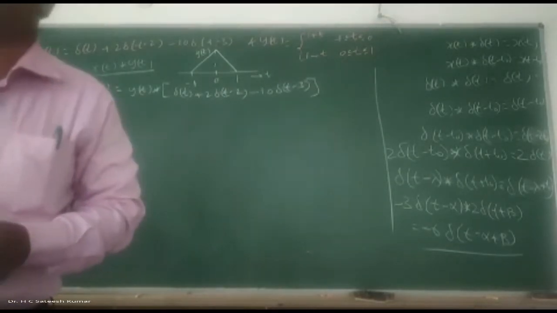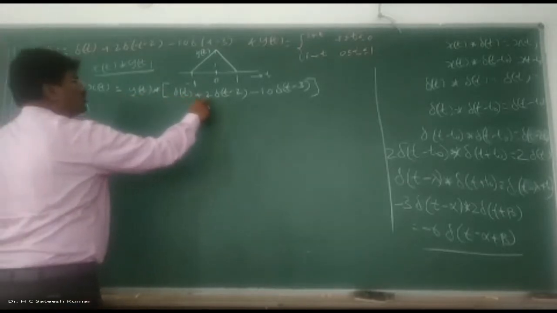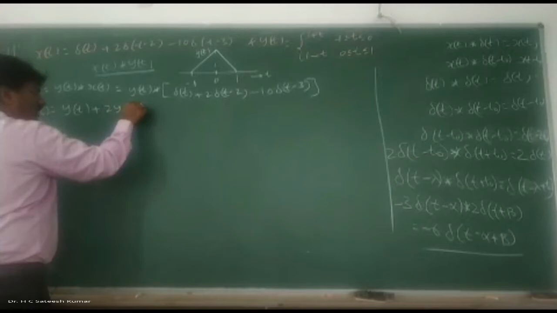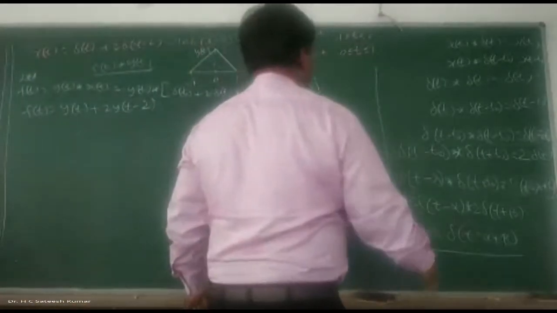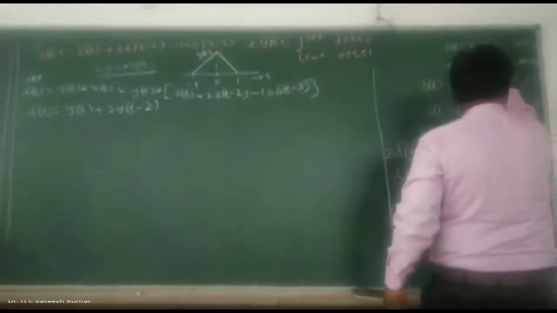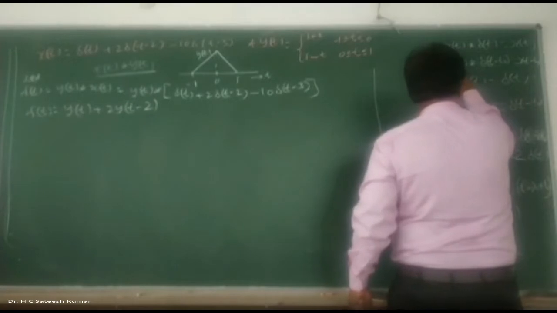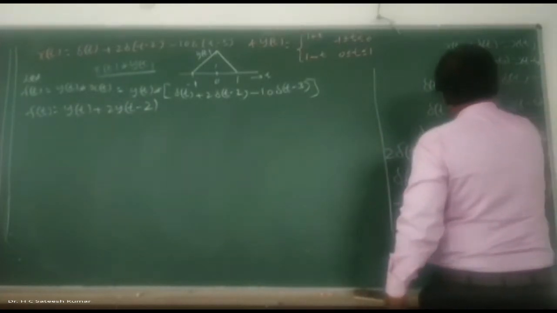Okay, right. Now, what we have is y of t convolution with 2 delta of t minus 2, which is nothing but 2 into y of t minus 2. Use the second property: x of t convolution delta of t minus t naught is x of t minus t naught. So y of t convolution delta of t minus t naught is y of t minus t naught. Multiply by 2 means multiply by 2.